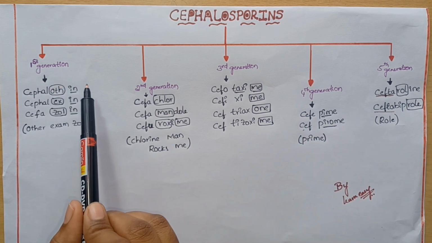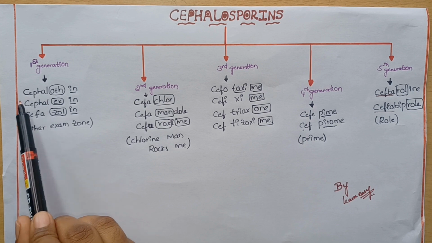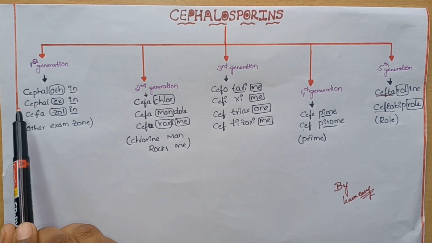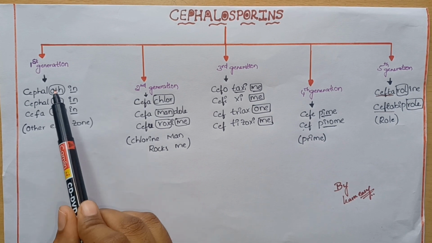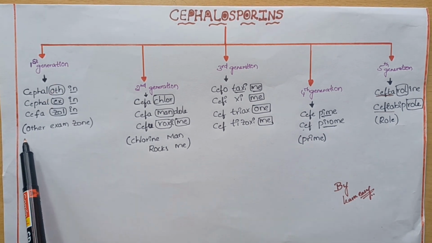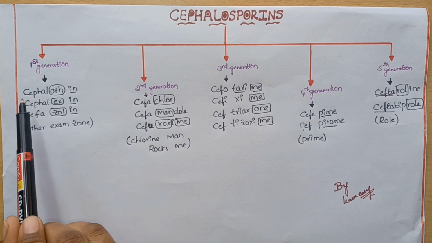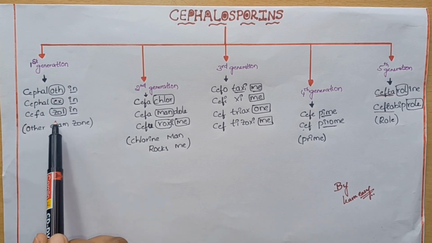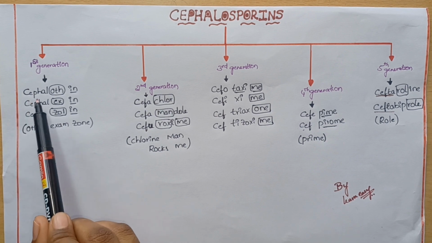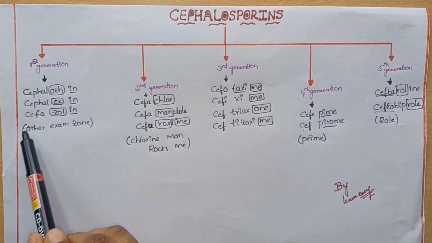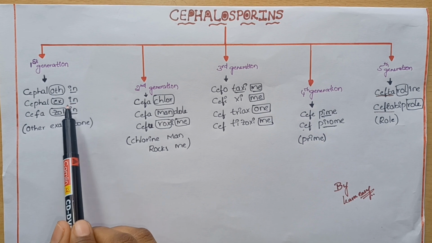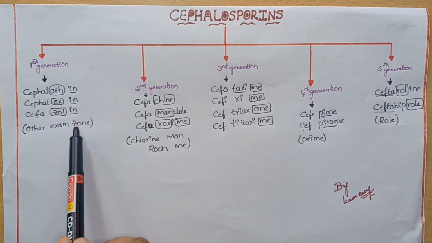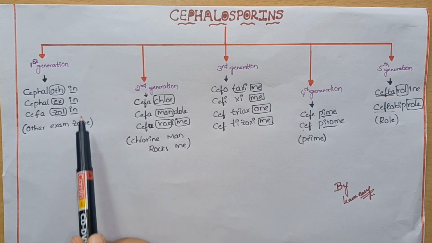In first generation, every drug starts with cepha and ends with in. Cepha and in. Then the middle word remember as other exam zone. So cephalothin, cephalexin, cefazolin. Cephalothin, OTH gives other. Then cephalexin, X as exam. Cefazolin, Zol as zone. So this gives first generation.